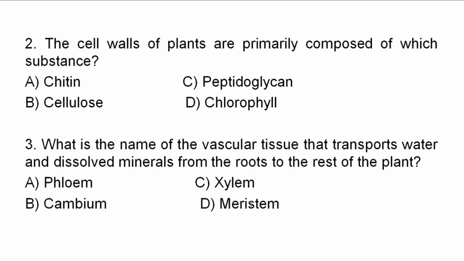So cambium and meristem are continuously dividing cells, and cambium is important to increase the thickness of a plant, whereas meristem increases the height of the plant. Meristem is found at the tip of the shoot and the tip of a root, whereas cambium is found between xylem and phloem, and this cambium gives new phloem and new xylem. So the correct answer for question number 3 is xylem, C.